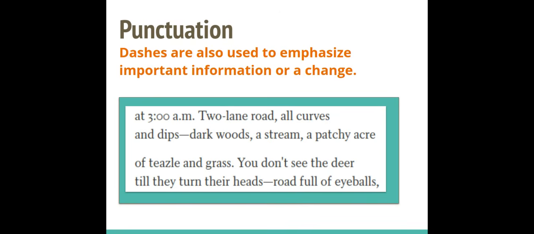Second stanza here. You don't see the deer till they turn their heads. Road full of eyeballs. That dash there is to give us important information. There are deer, and they're not just around the road, they are on the road. And trust me, if you're driving, you do not want a deer in front of you on the road.